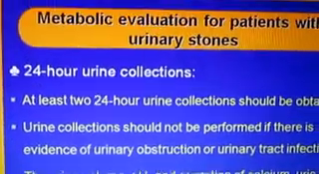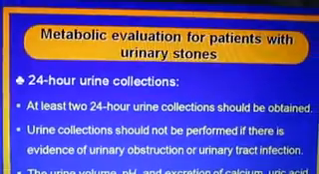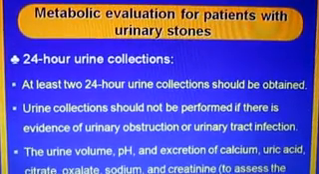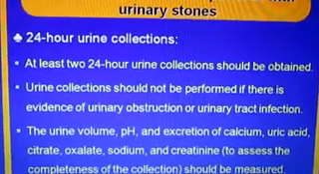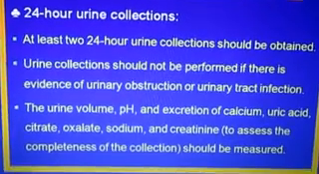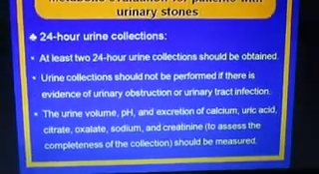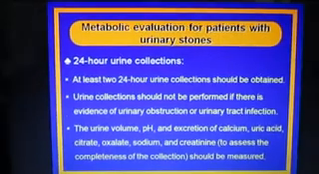24-hour urine collections. At least two 24-hour urine collections should be obtained. Urine collections should not be performed if there is evidence of urinary obstruction or urinary tract infection, and if one of two is positive, a third confirmatory one should be done. The urine volume, pH, and excretion of calcium, uric acid, citrate, oxalate, sodium, and creatinine to assess validity of the collection should be measured.